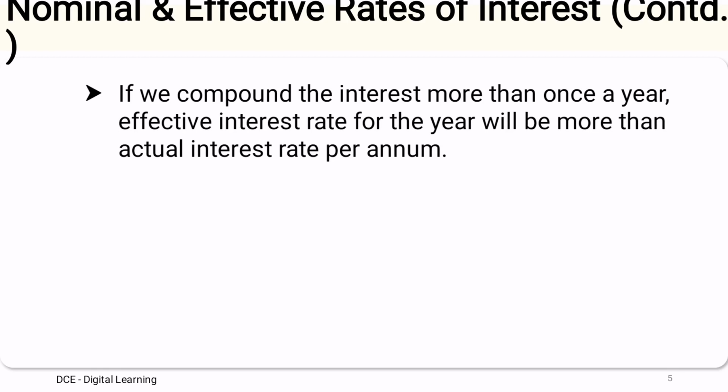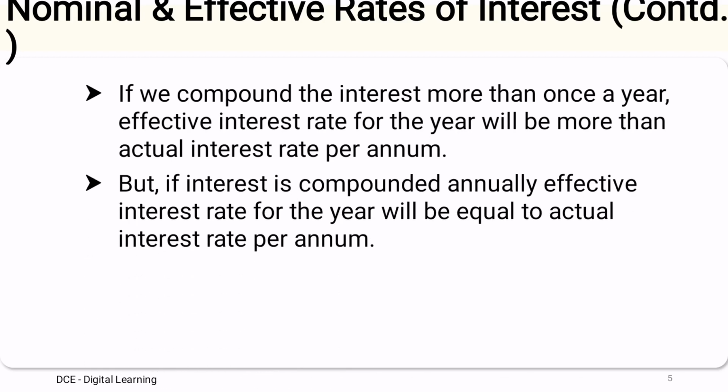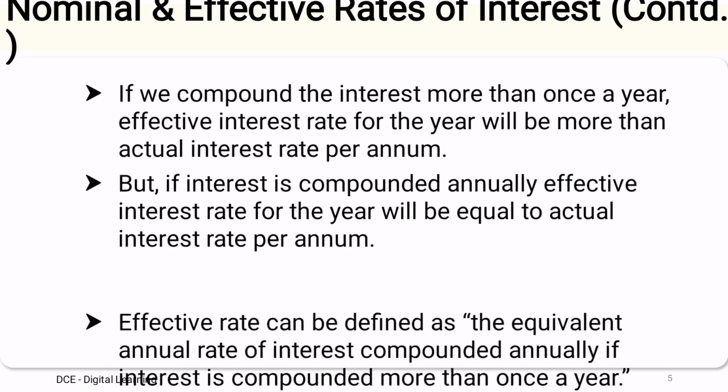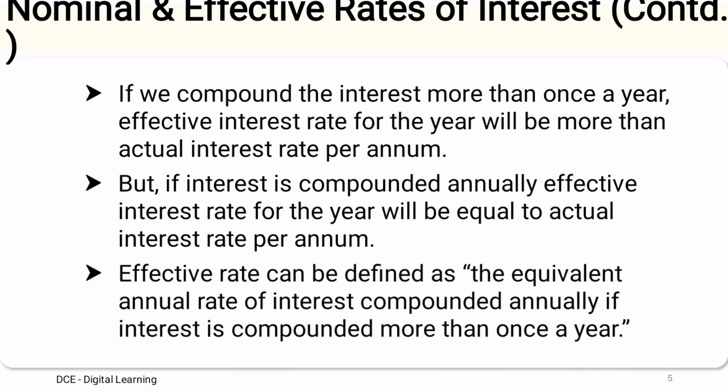So if you compound the interest more than once a year, then the effective rate of interest for the year will be more than the actual rate per annum. But if interest is compounded annually, the effective interest rate for the year will be equal to the actual rate or the nominal rate of interest per annum. Therefore, effective rate can be defined as the equivalent annual rate of interest compounded annually if the interest is compounded more than once a year.